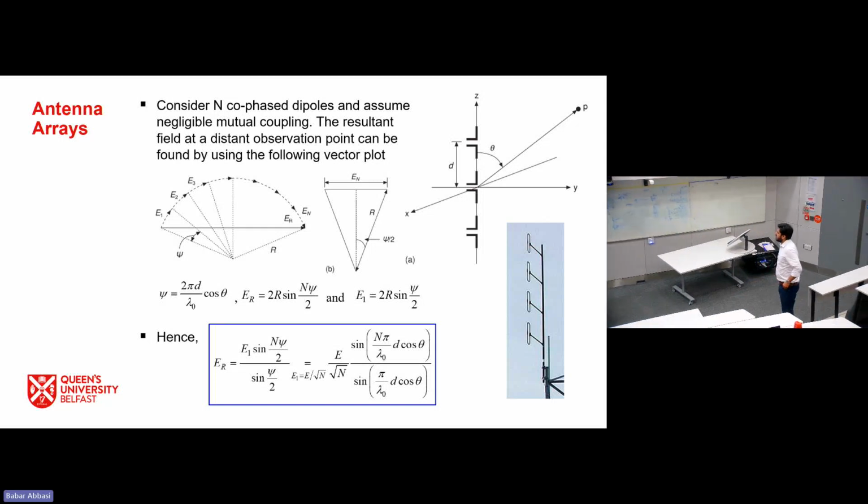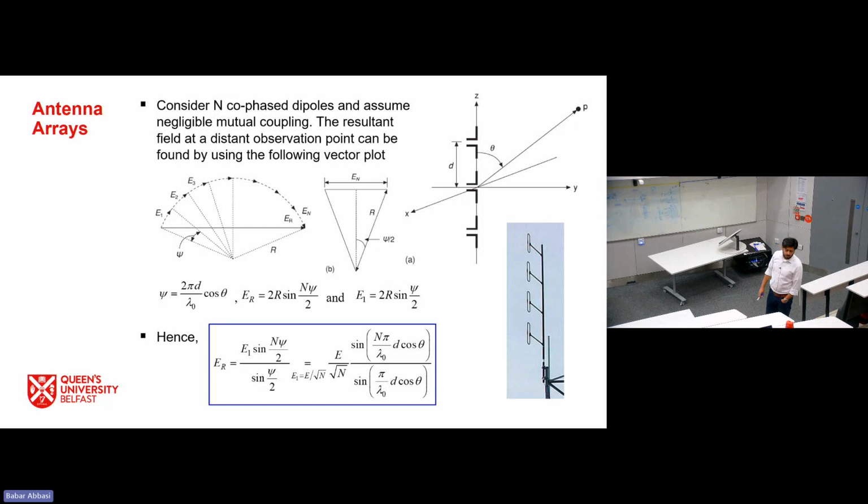this final expression of array factor, sorry, for antenna radiation pattern, which is basically a resultant vector ER equal to E over square root n multiplied by sine n pi by lambda d cos theta over sine pi by lambda d cos theta. So the expression on the top has n in it. If n is 1, then these two terms will cancel out. There's no array factor, basically.